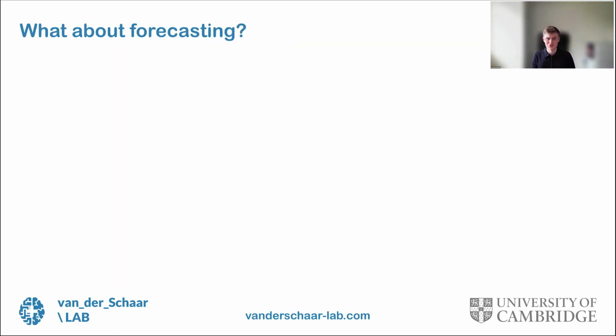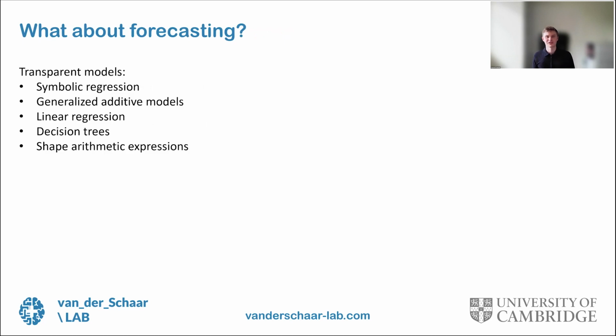So SHAARs fit into an important area of explainable AI, or XAI, called transparent or white box models. So models that are interpretable by design or inherently understandable. Commonly, such models include symbolic regression, generalized additive models, linear regression, decision trees, and finally, hopefully soon, Shapley arithmetic expressions. And as I discussed before, not every instantiation of these models would be considered transparent, but most people agree that at least subsets of these models are transparent.